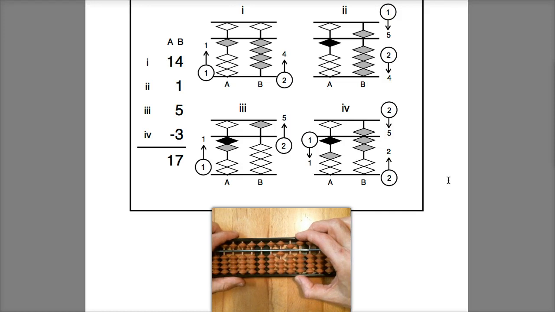Next, I'm going to add 5. Well, that's a 10-pair move, so I add 1 and subtract 5's 10-pair 5. And then I need to subtract 3. Well, that's spiders, so I'm going to subtract 1 from the next rod left and add 3's 10-pair, which is 7, for a final answer of 17.